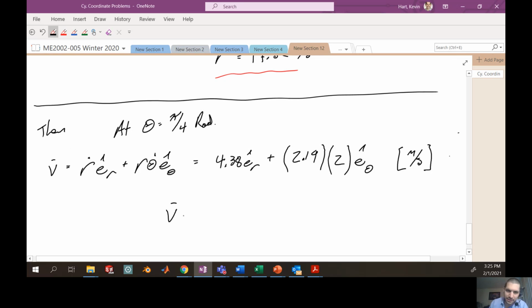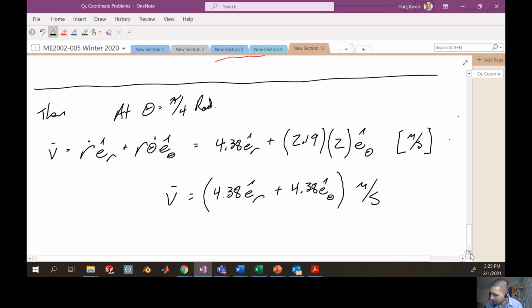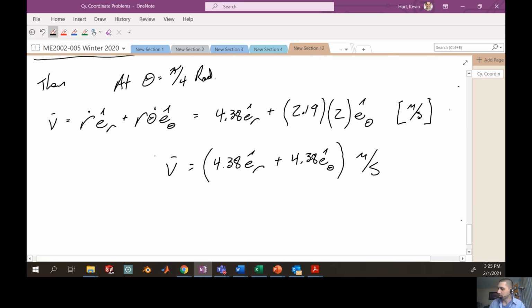So the velocity at this one particular snapshot in time is going to be here 4.38 in the radial direction. So that means sort of in the direction of the unit vector that points along the position vector. Plus here, what is going to be 4.38 e hat theta. Interesting that we have equal contributions to the velocity vector in both directions. Just happened to sort of be by chance in this situation. So this would be my velocity vector in this problem.